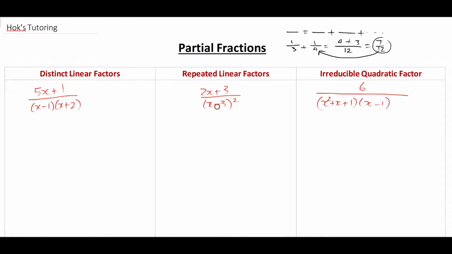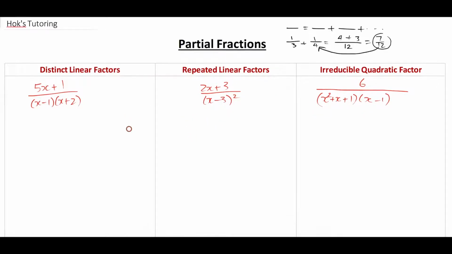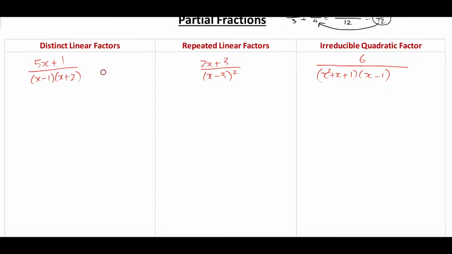There are 3 types of partial fractions. There are the distinct linear factors, the repeated linear factors, and then the irreducible quadratic factor. I'll segment this video into 3 sections. We'll start off with linear, move on to repeated, and then to the last one, irreducible. So let's get into the first one, distinct linear factors.